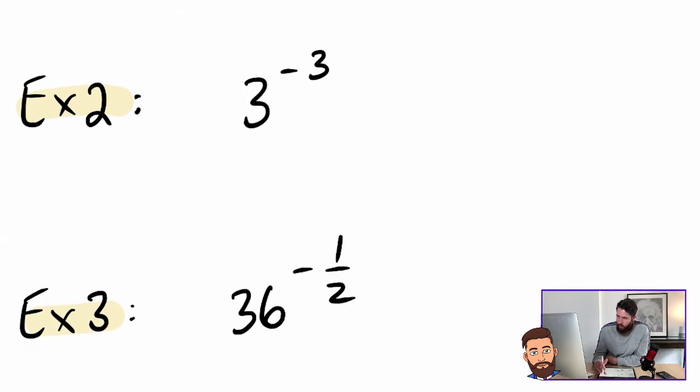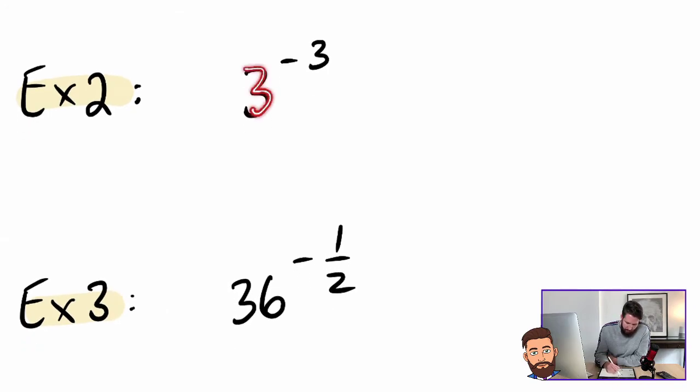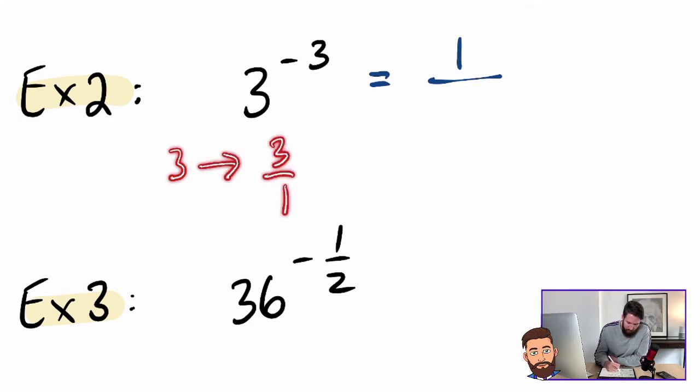Example 2 says we have got 3 to the power minus 3. Well, what do we know the minus power means? It means we do the reciprocal. We write 1 over, so we flip the 3, because remember, 3 as a fraction technically is 3 over 1, and if we flip that, if we do the reciprocal, we get 1 over 3. Okay? So it's going to be 1 over 3, the original base, to the original power without the minus.